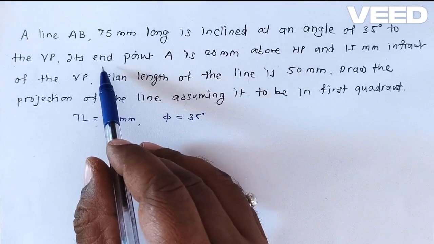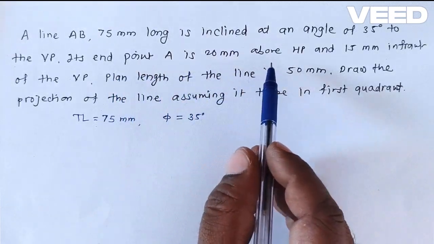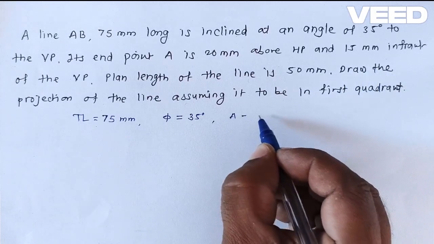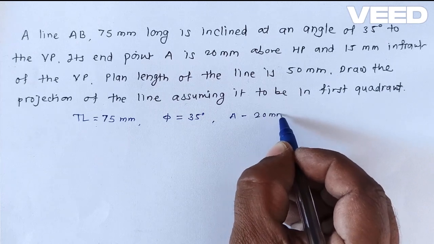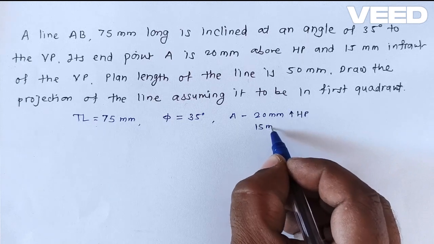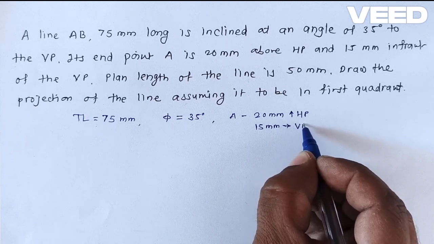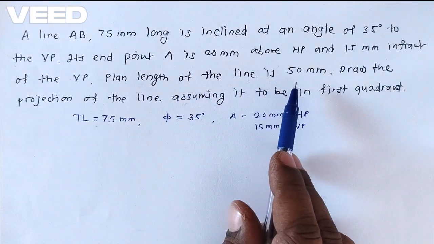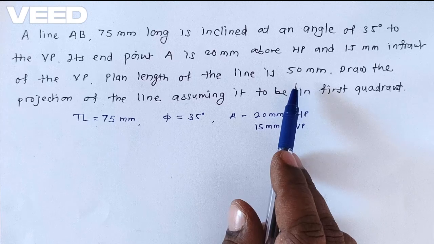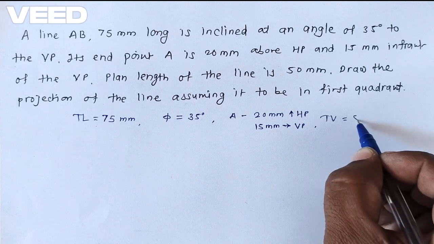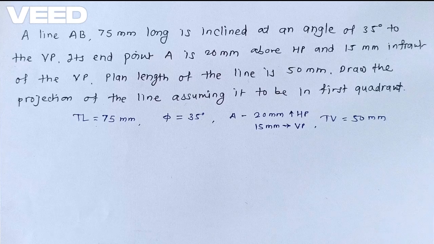Then the location of point A is given: end point A is 20 mm above HP and 15 mm in front of VP. So I can write it like this: point A is 20 mm above the HP and 15 mm in front of the VP. This is the location of point A. Next, planned length of the line is 50 mm. Planned length means the top view length. So the top view length is equal to 50 mm. So another length is given.